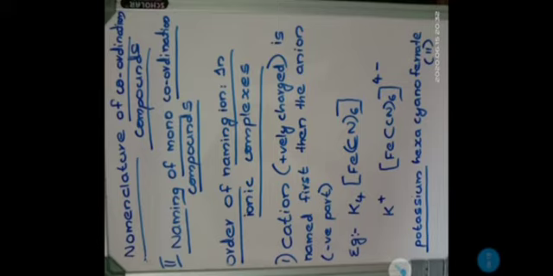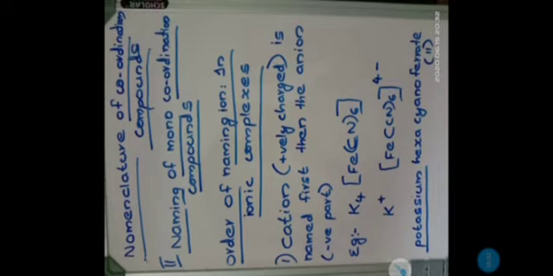When we are writing the formulas, for example sodium chloride, we will be writing the positive part first, then the negative part. While naming, we will be giving the name to the positive part, then the negative part. Similarly, in this case also, the positively charged part is named first, then the negatively charged or anionic part.